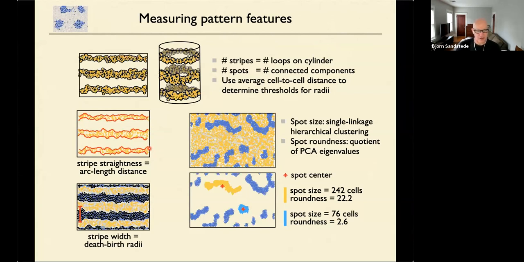Just as an example, once we have identified a spot, we can calculate from the single linkage hierarchical clustering all of the cells that belong to it. So here what you see is the spot center and the spot size and the roundness for two different spots. This one is more round, and so you see that the roundness coefficient is closer to 1. 1 would be a perfect circle. Here we have something larger, and then we also have an idea for the average spot sizes.